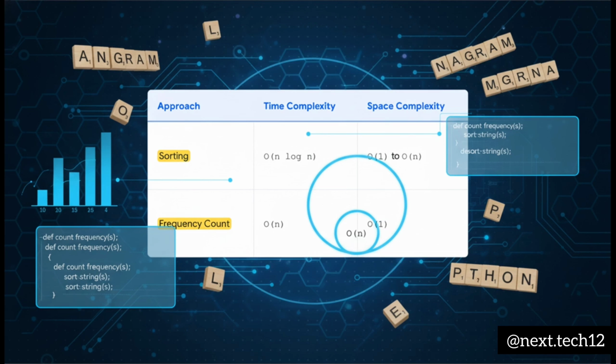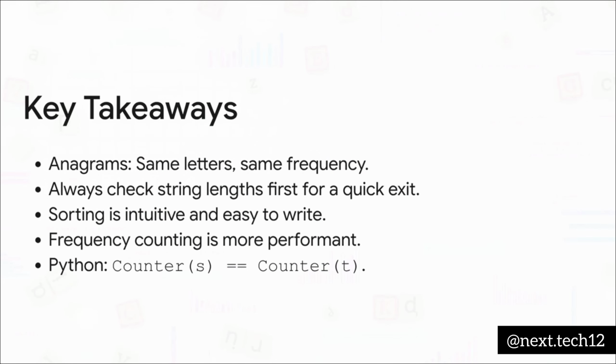And for memory, or space complexity, the frequency count is great, because we only ever need enough space for 26 letters, no matter how long the word gets. So the real key takeaway here is that there are often multiple ways to solve a problem in coding. Sorting is super intuitive and really easy to write. The frequency counting method, though, is the faster, more high-performance approach. And here's a great tip for you Python folks. The built-in Counter object does all this frequency counting for you, which makes the fast solution just as simple to write as the sorting one.